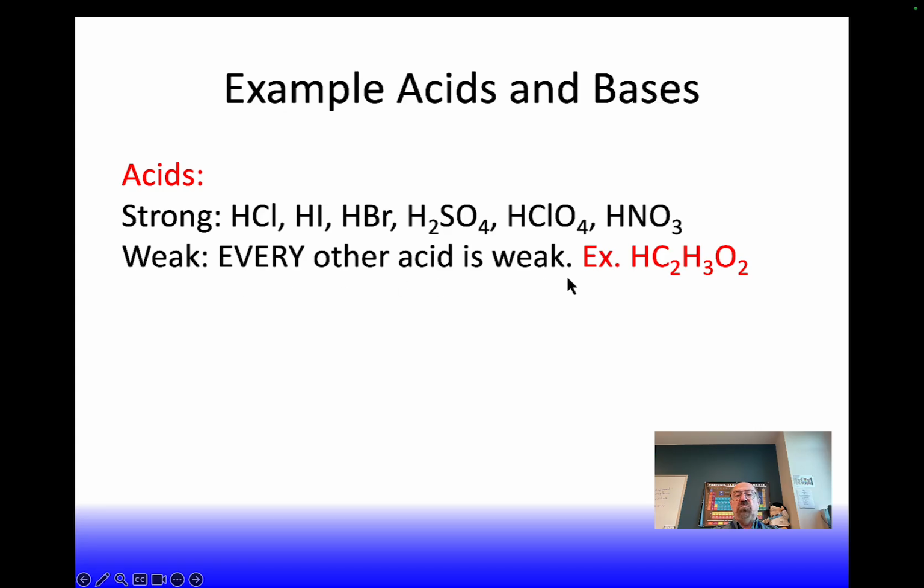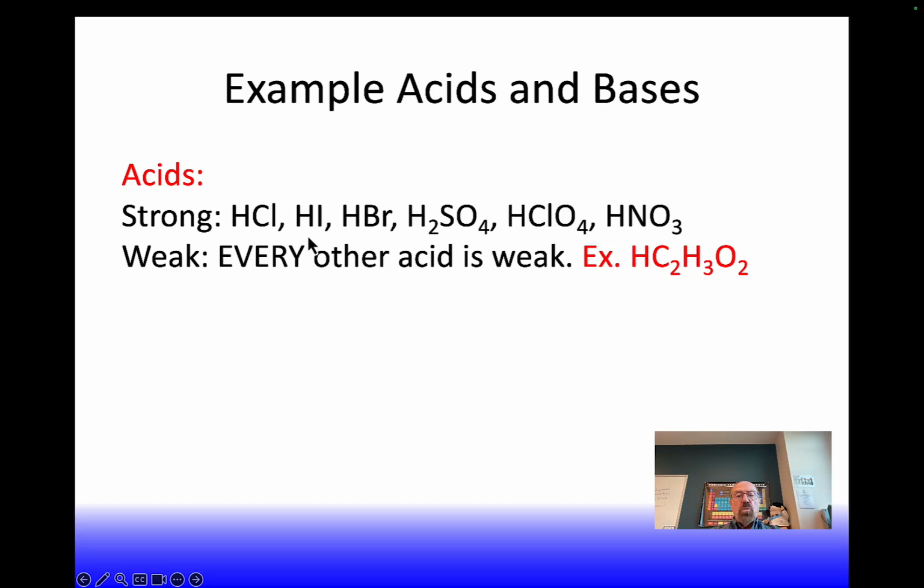Every other acid is weak. The classic example here is acetic acid. Acetic acid is found in vinegar. Vinegar is about 5% by mass to volume acetic acid.